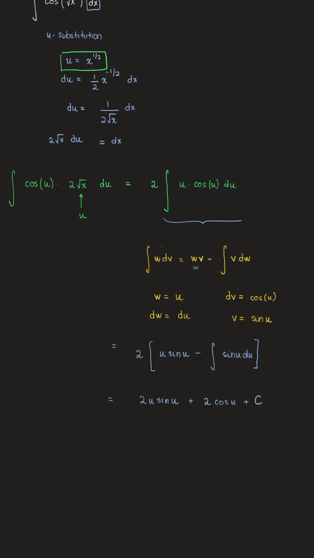But our original integral was in terms of x, so we'd like to write our final form in terms of x also. So we'll go back to our original substitution up here, which is that u is the square root of x. So our final answer will be 2 root x sine of root x plus 2 cosine of the square root of x plus c. And we are done. So in this problem, we needed a u substitution first, and then we applied integration by parts.